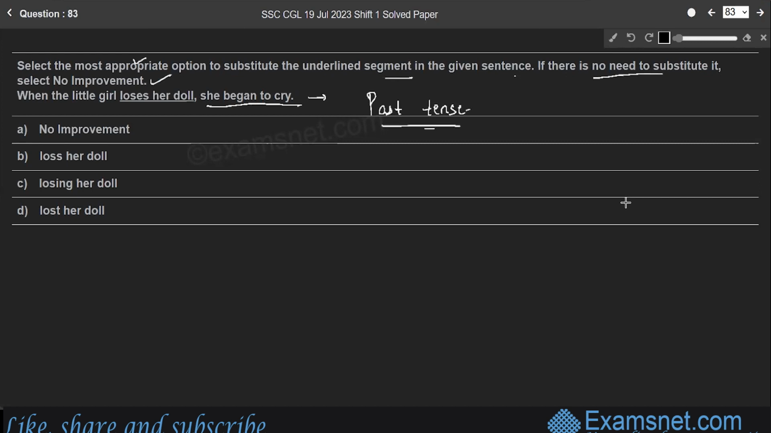Therefore, instead of loses her doll, right? We have to use lost her doll. So when the little girl lost her doll, she began to cry. Right? So option D is the right answer, which is the substitute for the underlined segment loses her doll. So option D is the right answer.